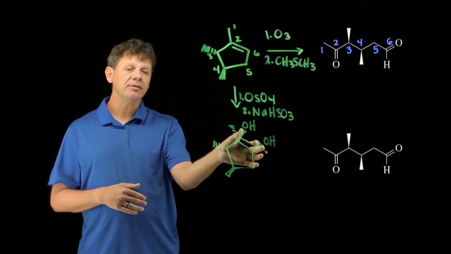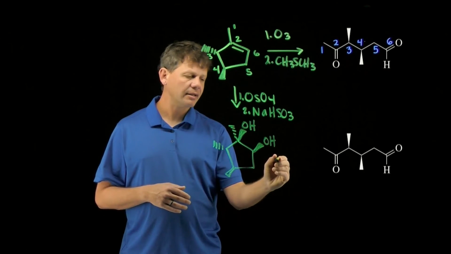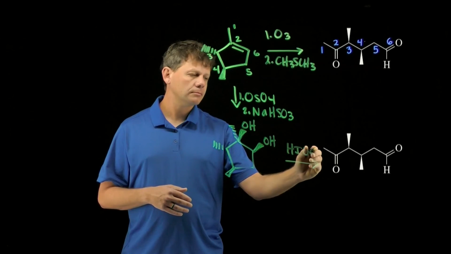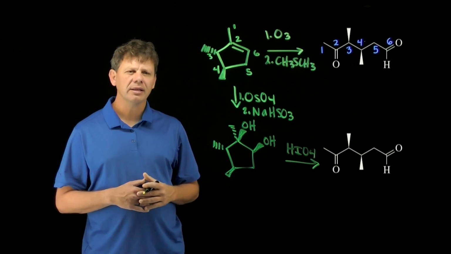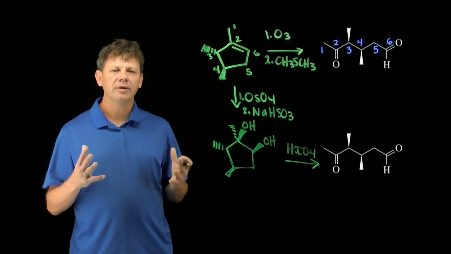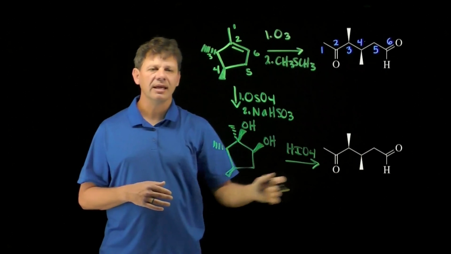And then once we've got these two hydroxyl groups on the same side of the molecule, we can now react this with periodic acid, which should result in cleavage to give the dicarbonyl compound here. Two different ways, starting from the same alkene, to make the same compound.